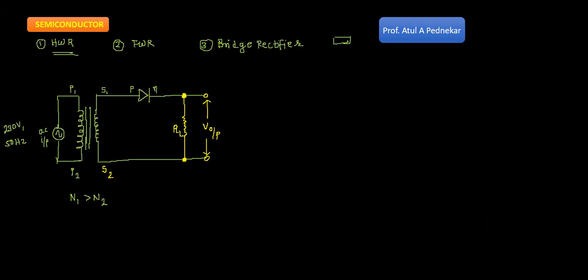Okay, this is the diode D. Any difficulty in the drawing? So first we will start with AC input, which is given to the primary of a transformer. Then this is the secondary of the transformer. What type of transformer are we using? We are using a step down transformer.